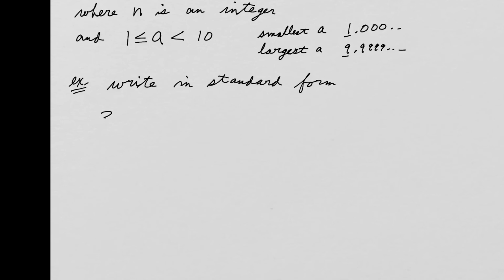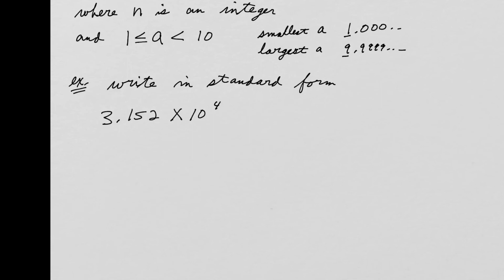Okay, so let's say the number is 3.152 times 10 to the 4th. And so that's in scientific notation, right? So it's a number, 3.152, that's between 1 and 10, right? It's greater than or equal to 1, less than 10, times 10 raised to some power. In this case, the exponent is a positive 4.